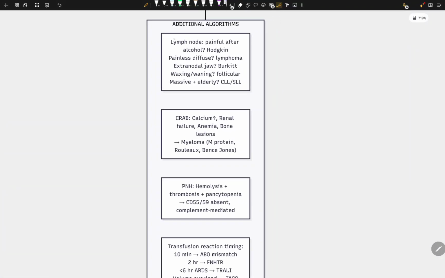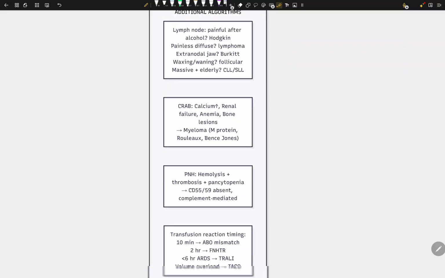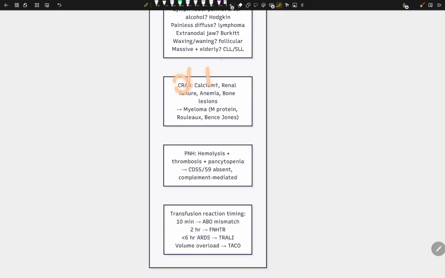Additional algorithm. Lymph node. Painful? Why? Painful after alcohol: Hodgkin. Painless: lymphoma. Extranodal: it's Burkitt. Okay. Waxing and waning pain: follicular. Massive, elderly: CLL and SLL. Usually it's like this. You will not have acute in a child. CRAB: calcium, renal, anemia and bone, myeloma, multiple myeloma.